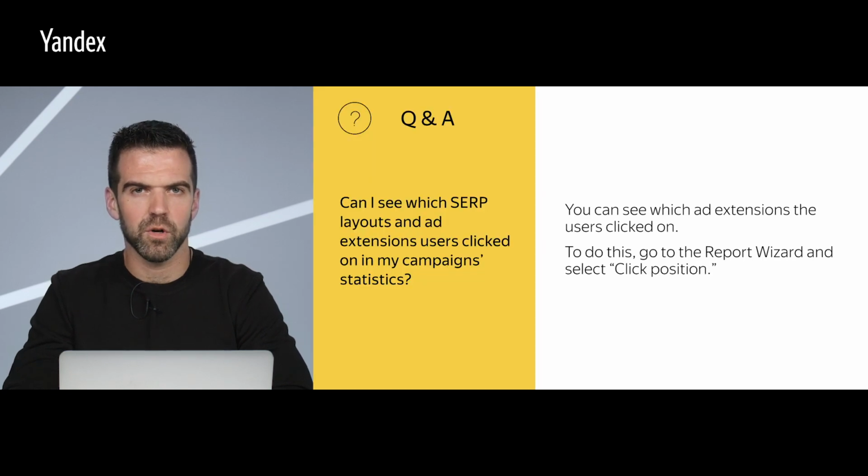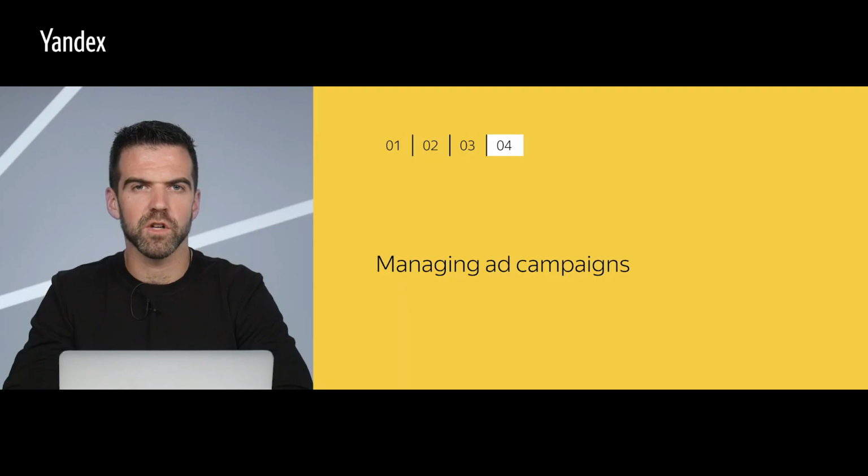It's time for an important question. Can I see which SERP layouts and ad extensions users clicked on in my campaign statistics? As for SERP layouts, no, you cannot see which SERP layouts users clicked on. You can see, however, which ad extensions were clicked on. To do this, you need to go to Report Wizard and click Click Position. Now let's move on to Part 4, Managing Ad Campaigns.